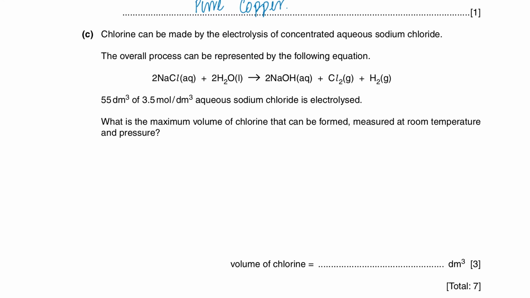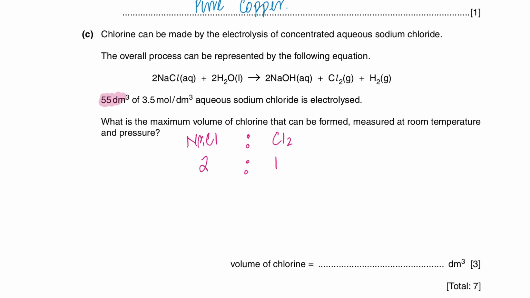Chlorine, okay, now we're moving on to moles. Chlorine can be made by the electrolysis of concentrated aqueous sodium chloride. Okay. Overall process is here. 55 decimeter cube of 3.5 mole per decimeter cube of aqueous sodium chloride is electrolyzed. What is the maximum volume of chlorine that can be formed? The debate is between sodium chloride and chlorine, for which the ratio is for every 2 of these, you'll end up making 1 of this, right? So let's figure out how many moles of sodium chloride you have.